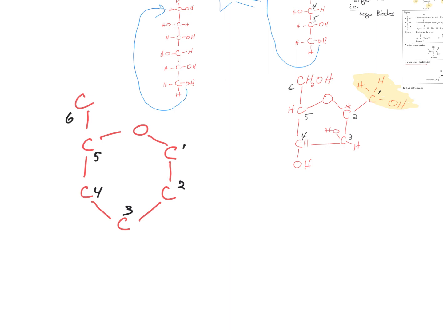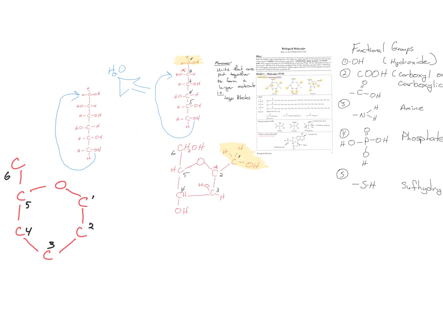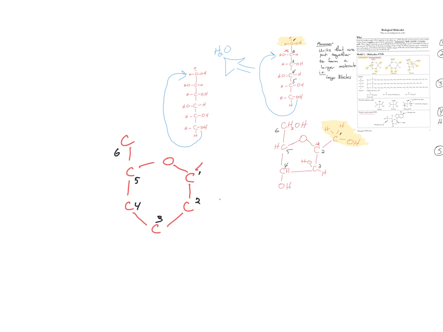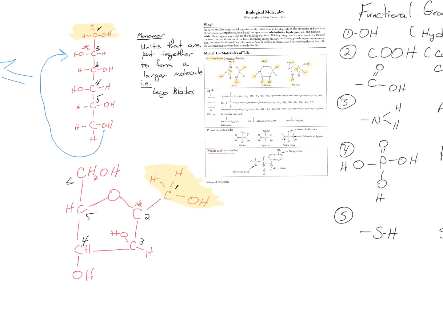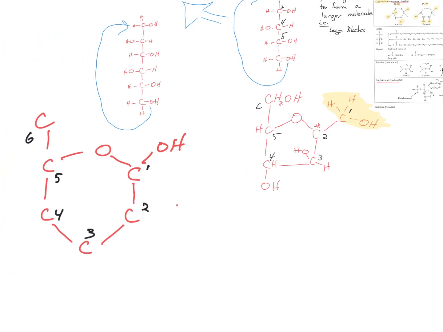Now, of course, as I said earlier, each carbon has a hydroxide. This carbon's hydroxide was used to close the circle. All the rest of them still have their OH groups. And where the OH groups go helps define which monosaccharide you have. So again, remembering that all of these OH groups are to the outside.